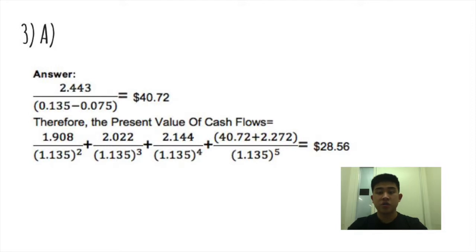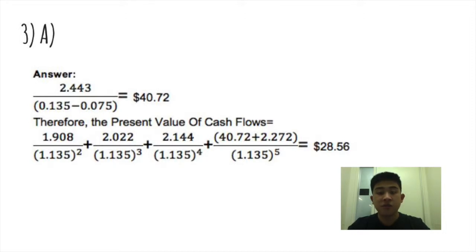Question 3A. So what is the value of the TICO stock on January 1st, 1992? First, we have to calculate the stock price of year 5, and we cannot apply the constant growth model anymore because that 5 years is over. So that 6% growth is non-existent anymore. That's why we replace it with 7.5%. And with that formula, it gives us a stock price of $40.72.